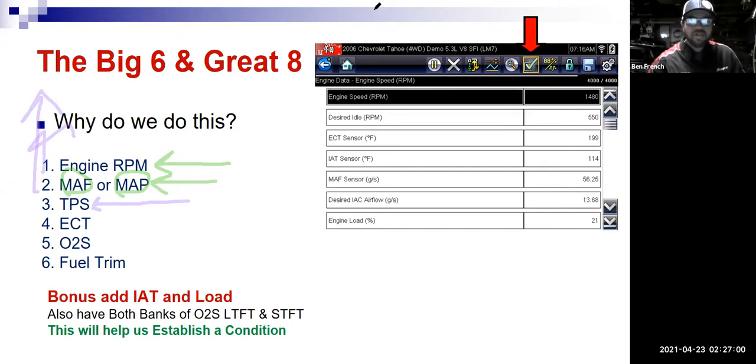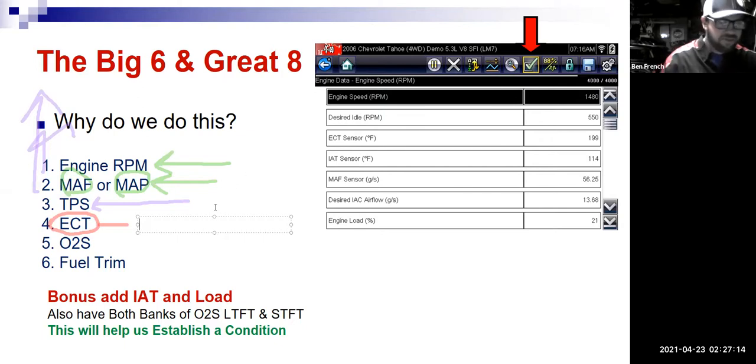Coolant temperature, well, that affects the way the engine runs. That's a pretty big, important one. So coolant temperature, as we're going to get into tonight, also is big in determining, and I'll put it up here, open or closed loop.